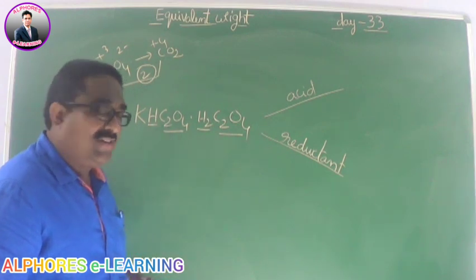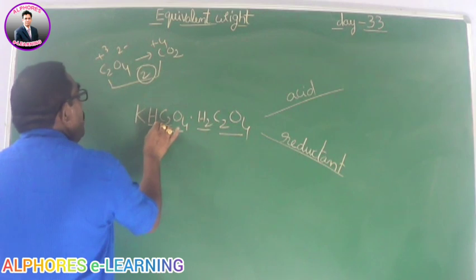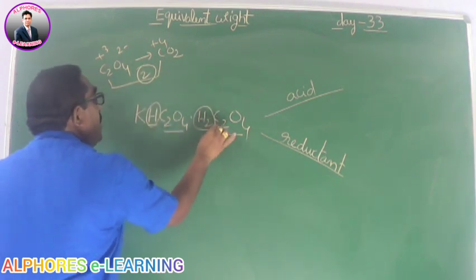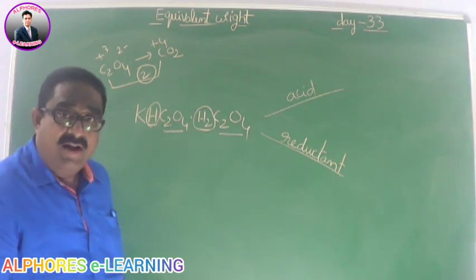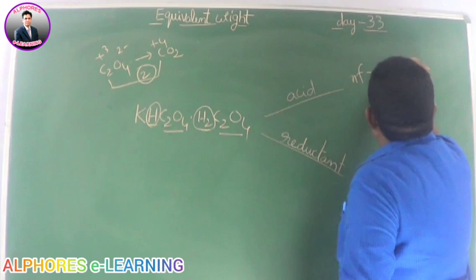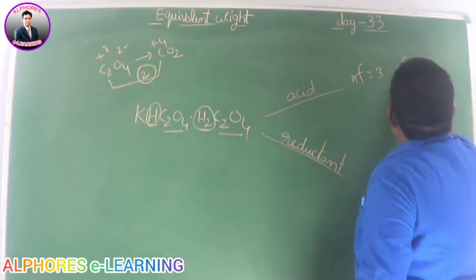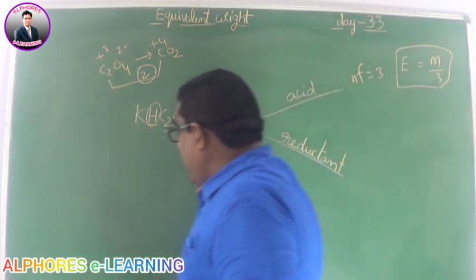Very important approach. If it behaves as an acid, how many hydrogens are there? 1 plus 2. All 3 hydrogens are neutralizable hydrogens. So the N factor is equal to 3. Equivalent weight is equal to formula mass divided by 3. You can write that.